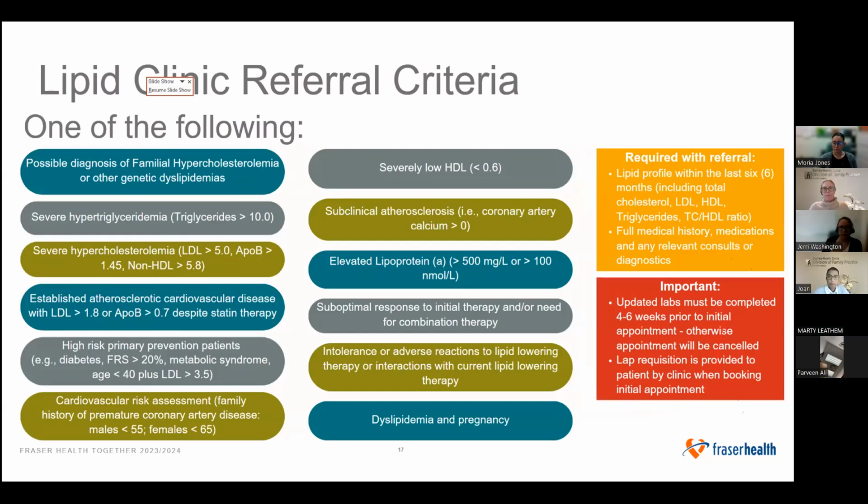And again, knowing that it's going to be over a year wait, it is important to indicate the reason because we do not triage the referrals for the lipid clinic. So if you do not check an urgent box, we won't know that until a year later when we go to book the client in. So I'll talk a bit more about urgent referrals in a moment.